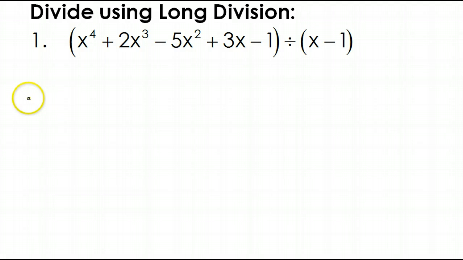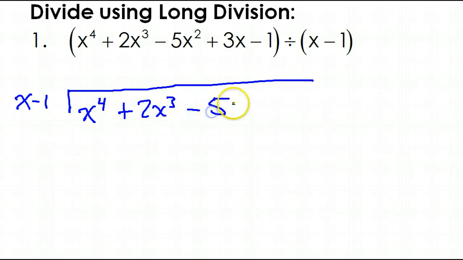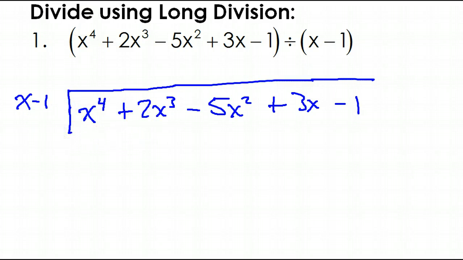So first of all, the setup. We will do x minus 1, and that's going to be divided into the rest of it. So x to the 4th power plus 2x to the 3rd power minus 5x squared plus 3x minus 1. So we start off by looking at these two terms.